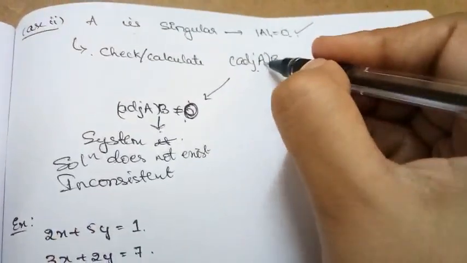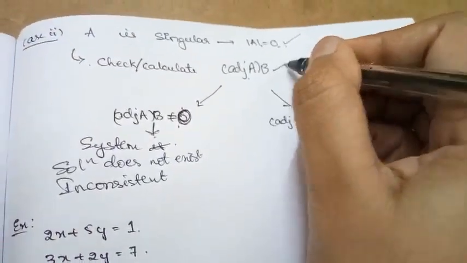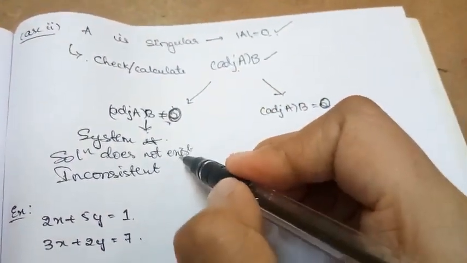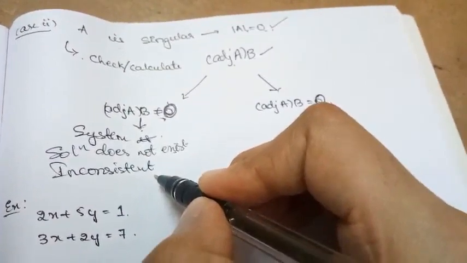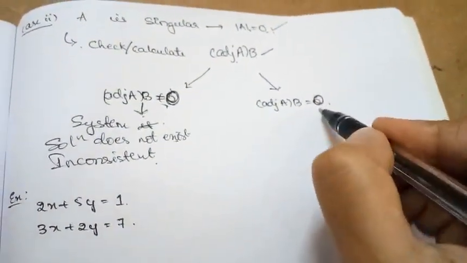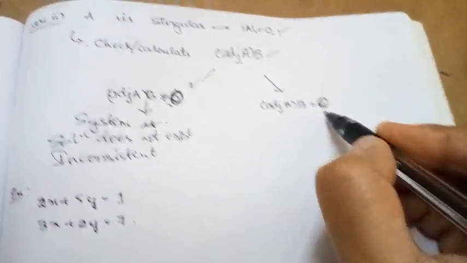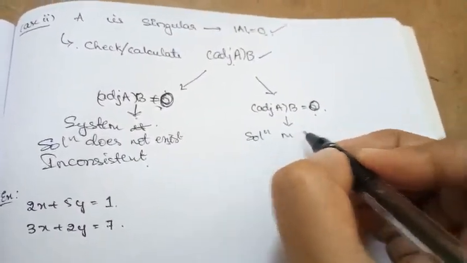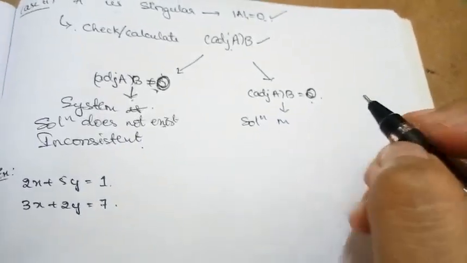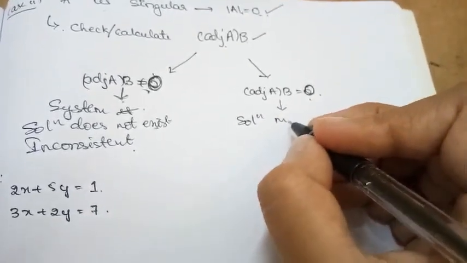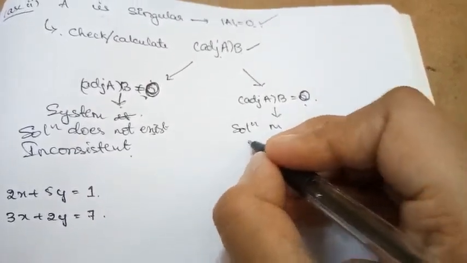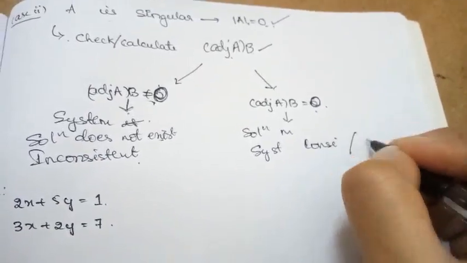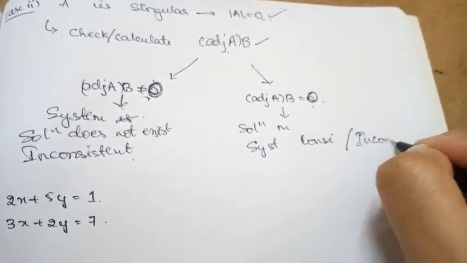When we calculate adjoint A into B, if this is not equal to 0, it means the solution does not exist and the system is called an inconsistent system. Suppose adjoint A into B is equal to 0, then the solution may or may not exist, and the system is either consistent or inconsistent accordingly.